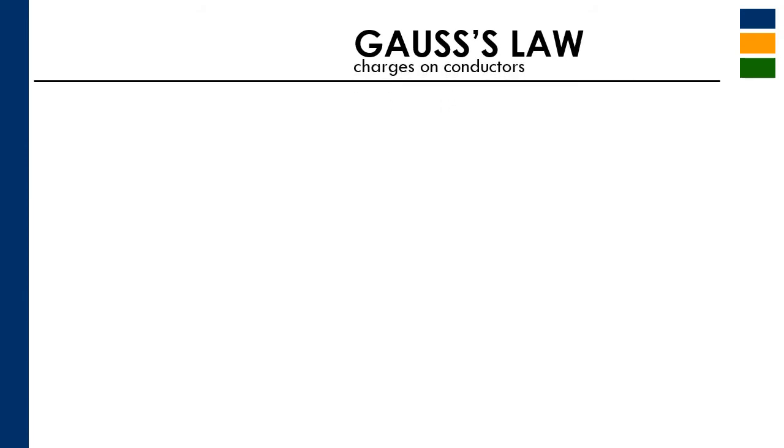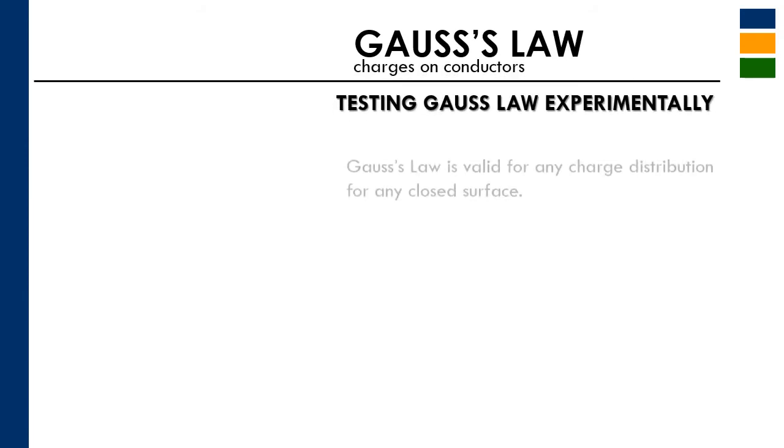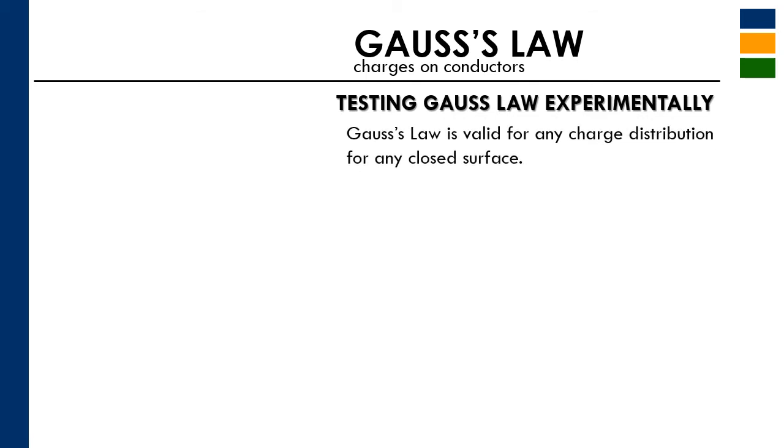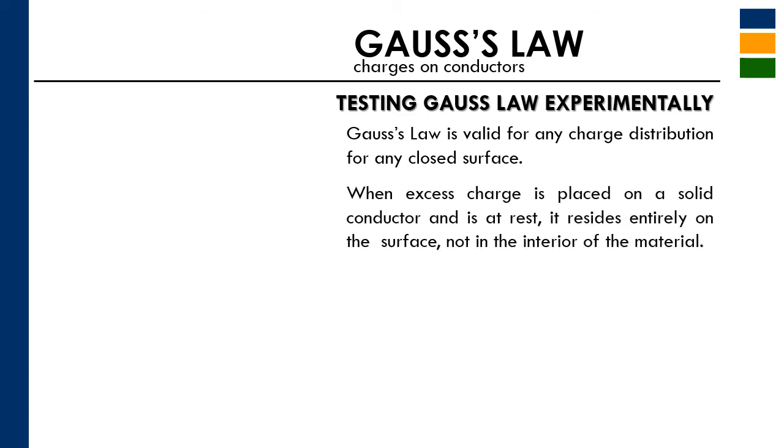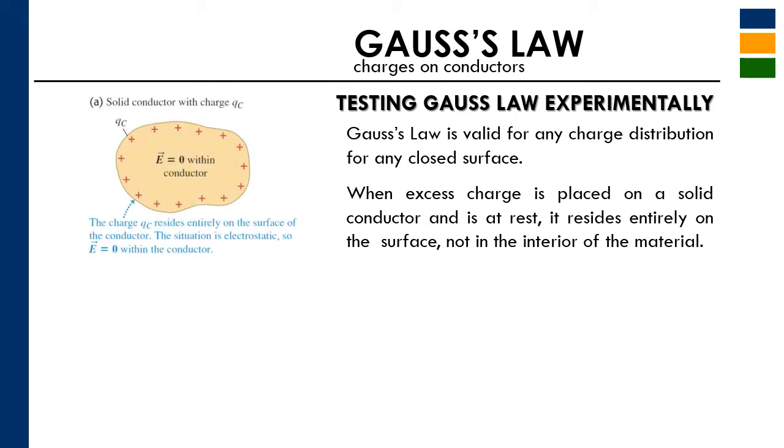We have learned that in an electrostatic situation, in which there is no net motion of charge, the electric field at every point within a conductor is zero, and that any excess charge on a solid conductor is located entirely on its surface. If a conductor does not have a cavity, then there is no electric field inside the conductor, as we learned in the previous modules.